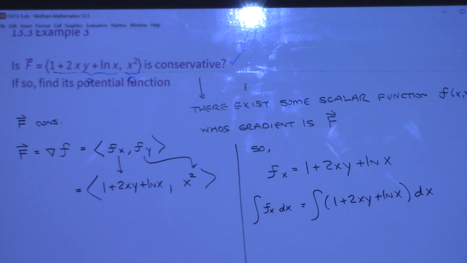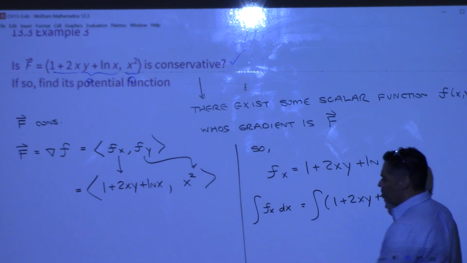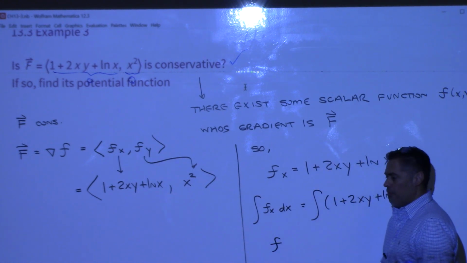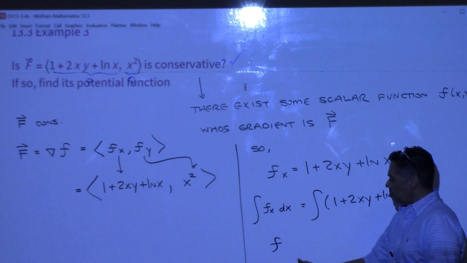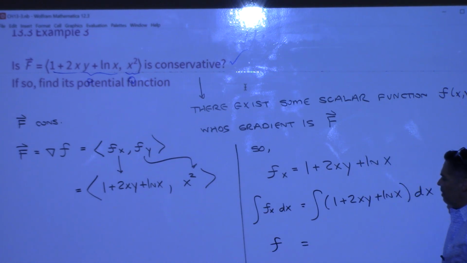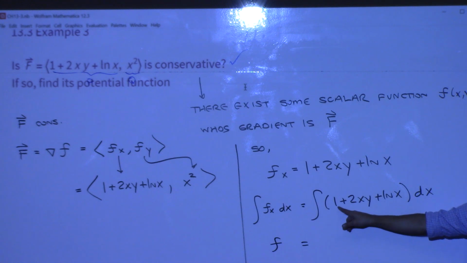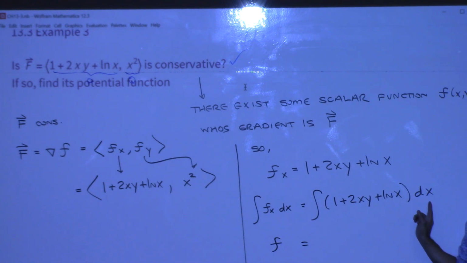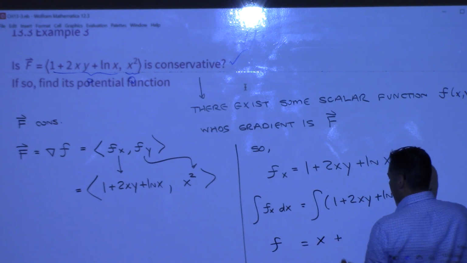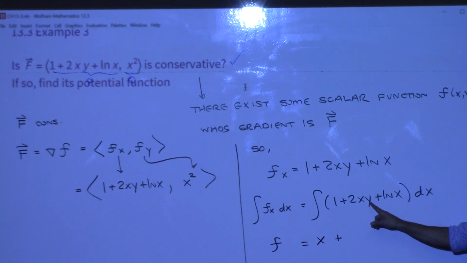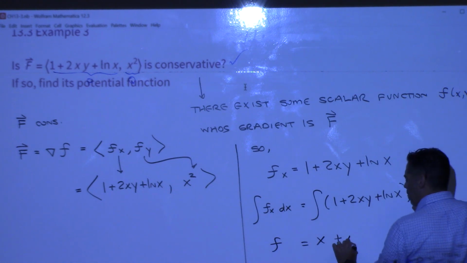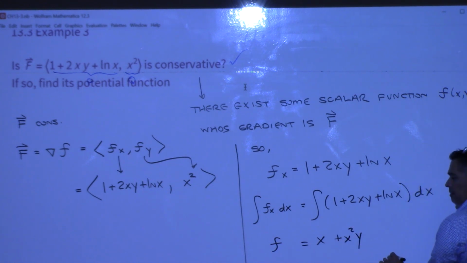Now, you have to be real careful with this. This gets a little bit tricky. This side should just be little f. This side here, what would the antiderivative of 1 be with respect to x? So what do you take the derivative of to get 1? X. Okay, that's x. Plus, here you treat the y like a constant, right? The 2 is a constant. Antiderivative of x would be 1/2 x squared. So this just becomes what? X squared y. So far okay?